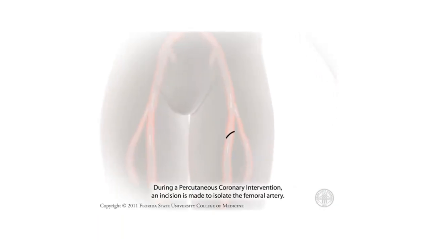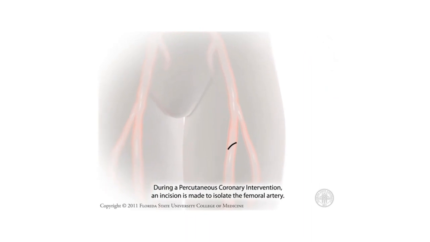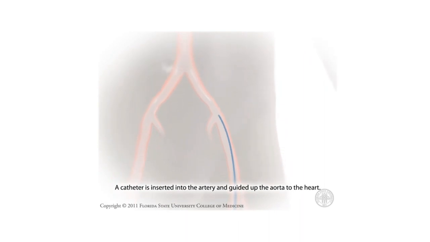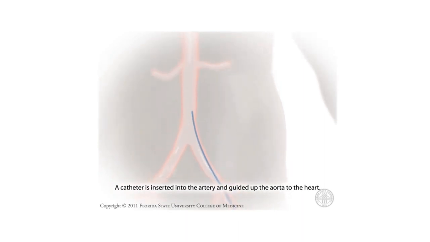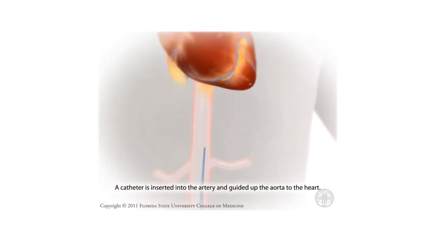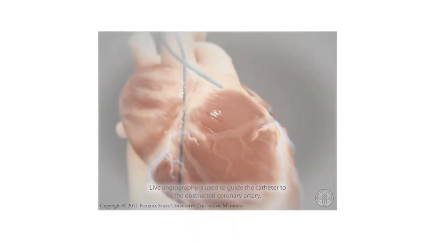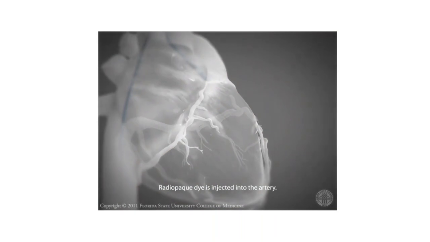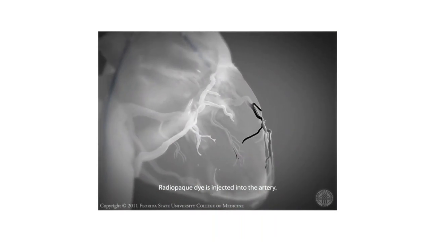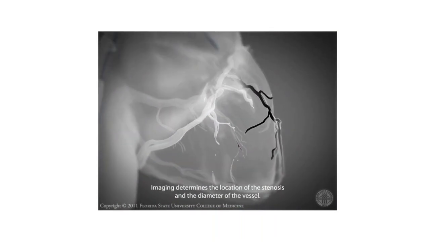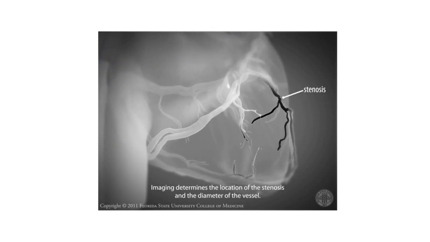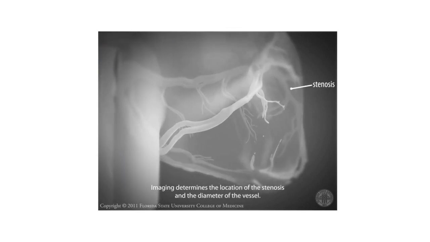During the percutaneous coronary intervention, an incision is made to isolate the femoral artery. A catheter is inserted into the artery, guided up the aorta to the heart. Live angiography is used to guide the catheter to the obstructed coronary artery. Radiopaque dye is injected into the artery. Imaging determines the location of the stenosis and the diameter of the vessel.